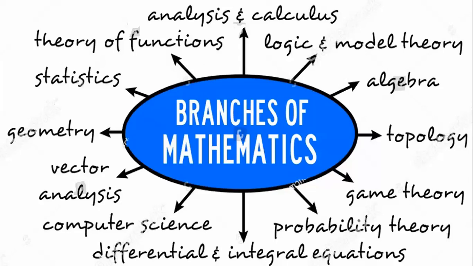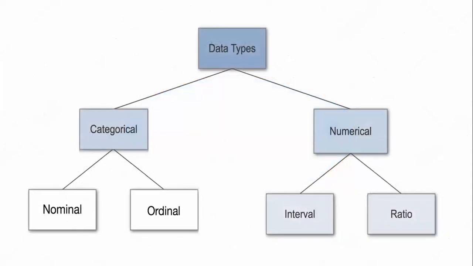So, branches of mathematics. Such a vast subject has so many sub branches, and statistics is one of them. Here, data types are basically categorical, meaning non-numerical, and numerical. In categorical, we have nominal and ordinal. Similarly, in numerical, interval and ratio. I have already gone through this.